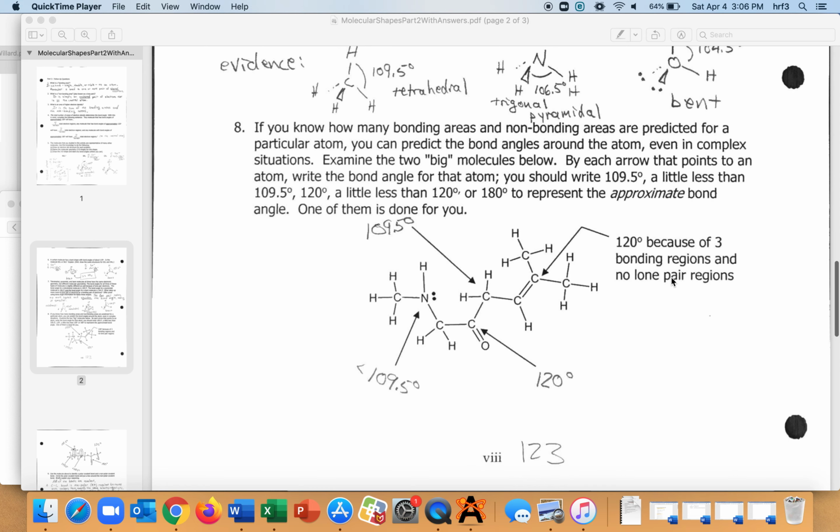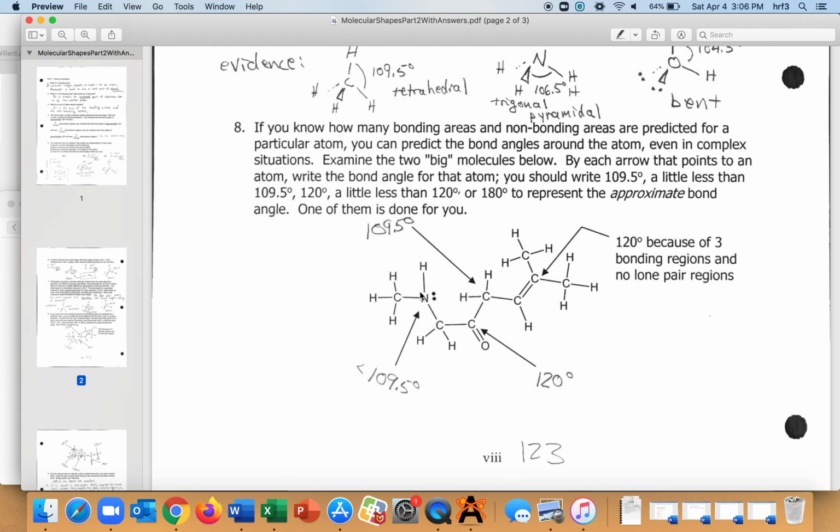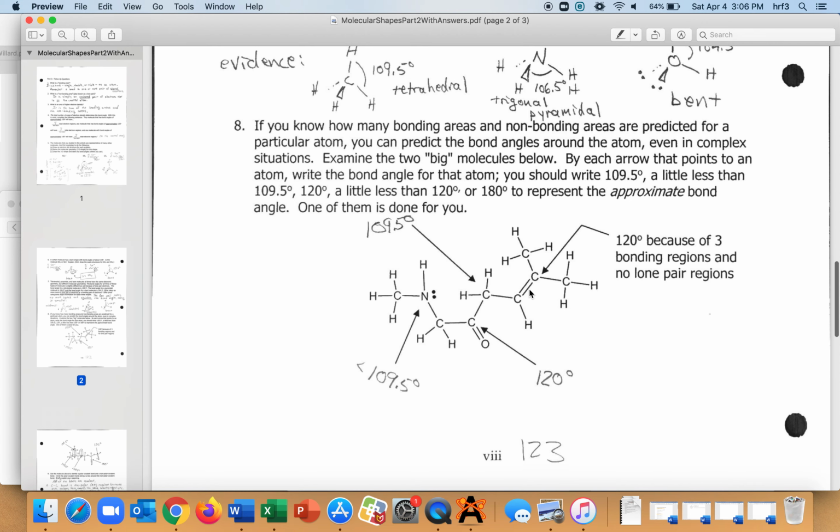To get the angles, you just need to see how many groups there are. And that could be just a group of high electron density. So it could be a lone pair or it could be a bond. So here you have 3 groups, that's 120. Here you have 1, 2, 3, 4 groups, that's 109.5, or maybe it'd be 106.5. But anyway, close to 109.5. Here you have 1, 2, 3, 4 groups, 109.5.